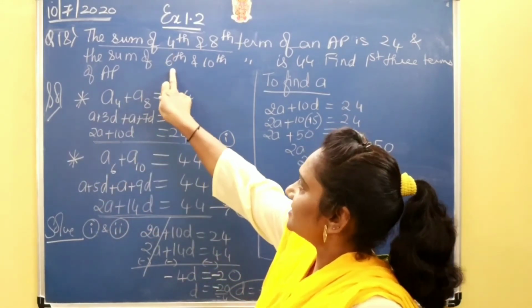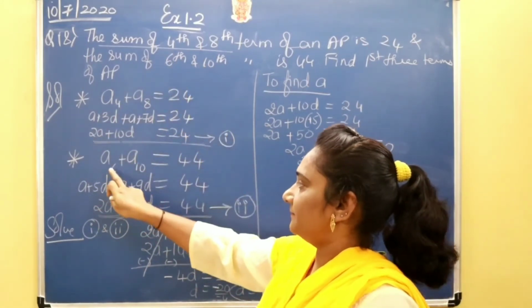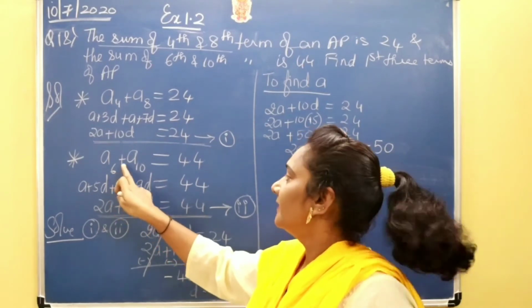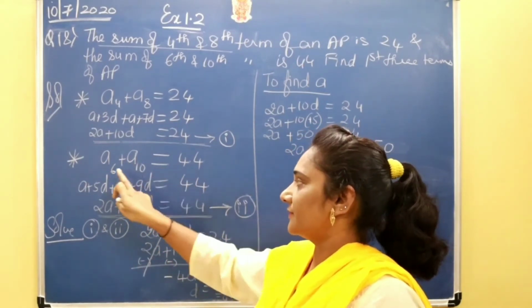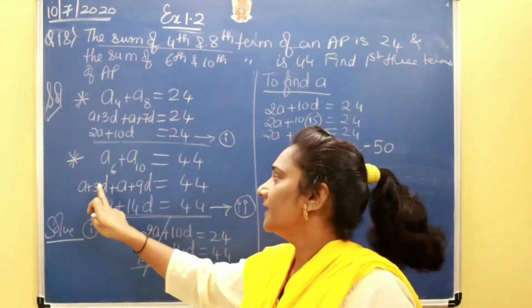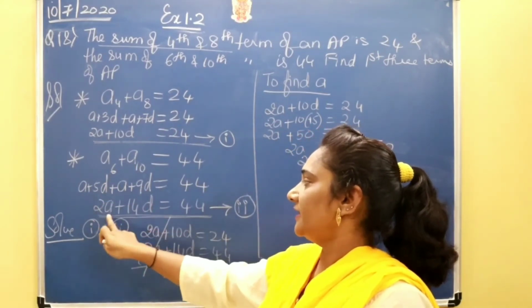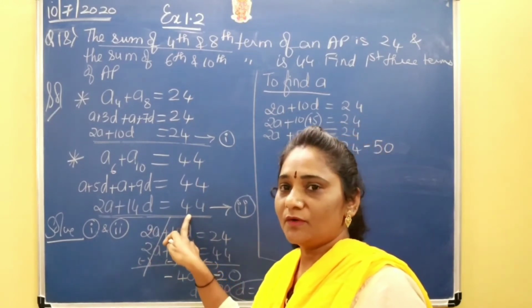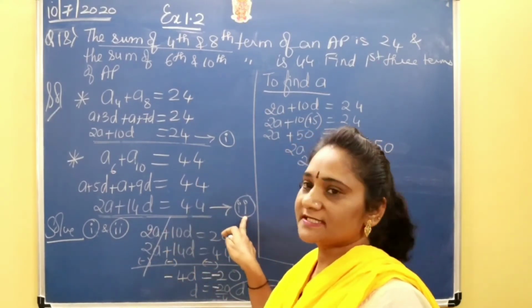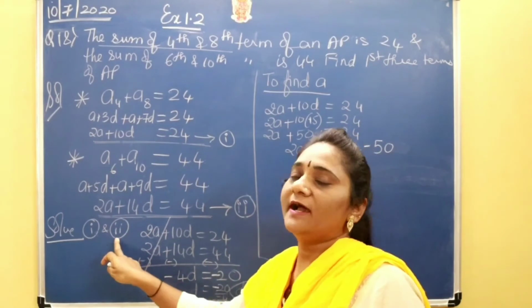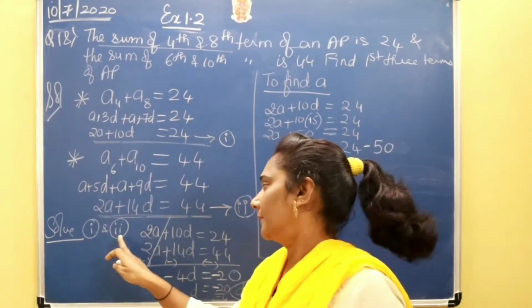The second condition is the sum of the 6th and the 10th term. a6 plus a10 equal to 44. a6 is a plus 5d, a10 is a plus 9d, equal to 44. So we get 2a plus 14d is equal to 44. It's our equation 2. Now we have to solve equations 1 and 2.